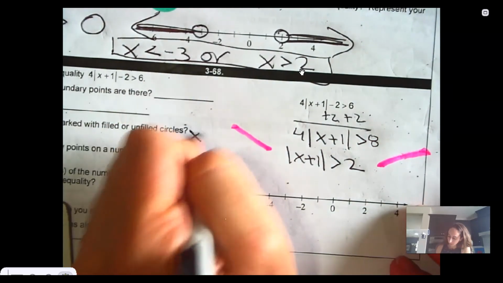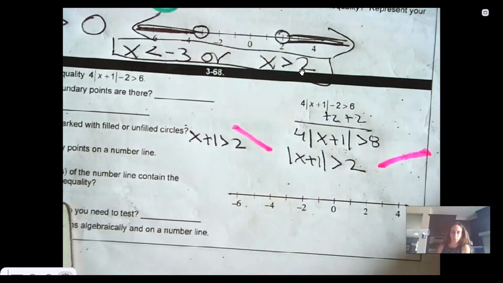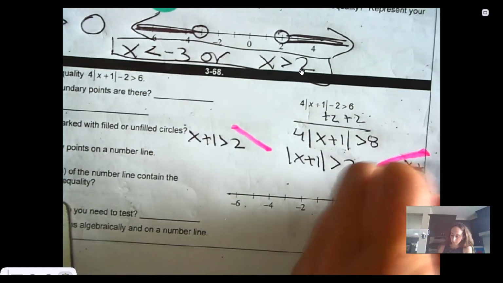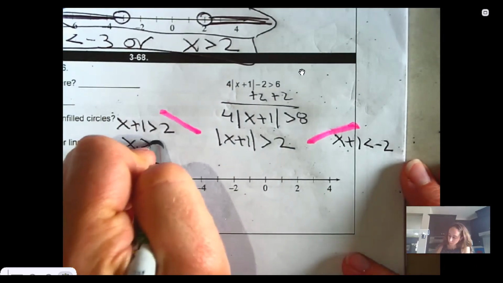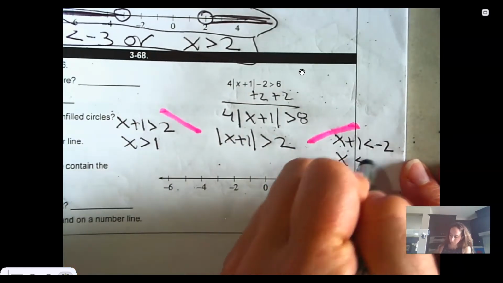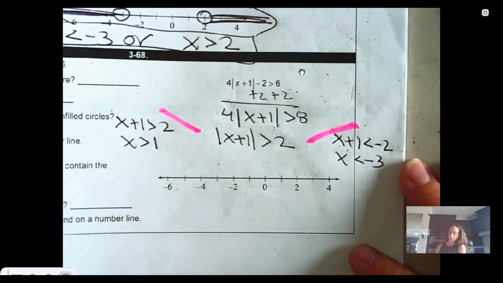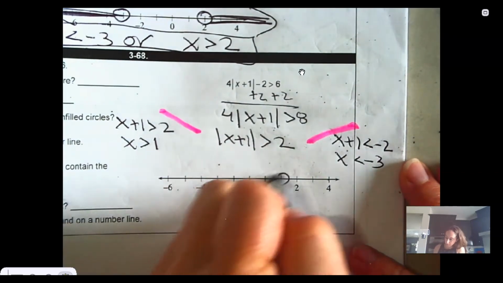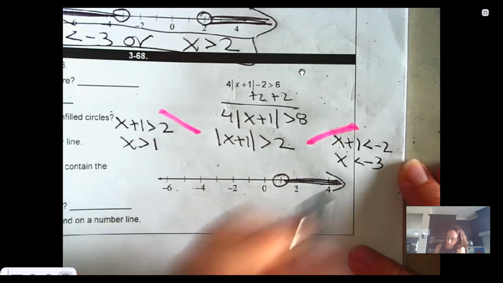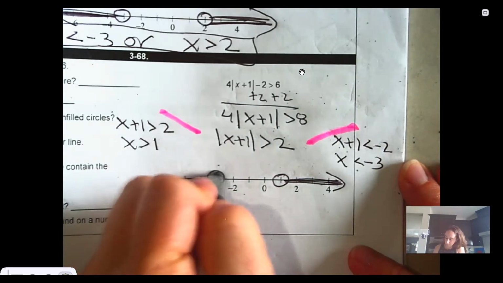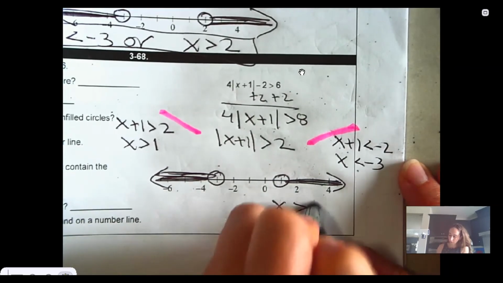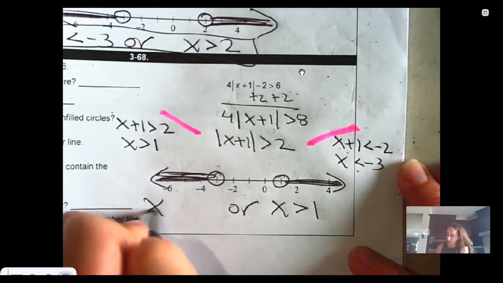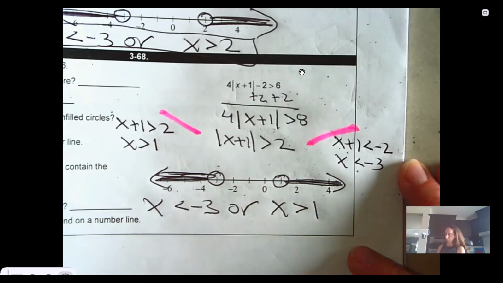This would be x plus 1 is greater than 2. And this would be x plus 1 is less than -2. Let me move that over. Subtract 1. Subtract 1. And then I graph it. I don't know if it's an and or an or yet. Greater than 1 to the right. Less than -3 to the left. So this is x is greater than 1 or x is less than -3.